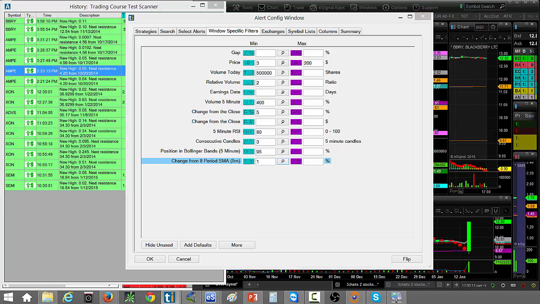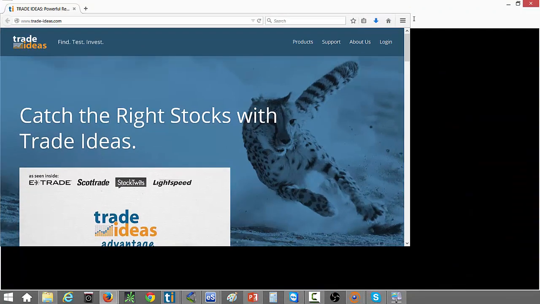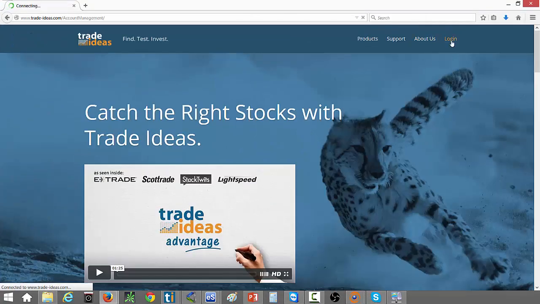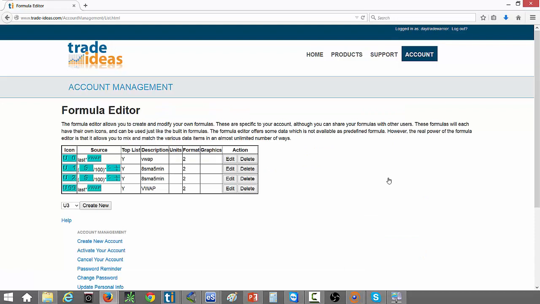On the flip side, I can go into Trade Ideas. Let's go to their website here. Go to log in. So I'm going to log into my account. Okay, so I'm logged in. We can go to custom formulas. When you log in, you can go to custom formulas. Okay, and these are some of the custom formulas that I've written. So U0. Okay, what you do is you go to U, this is user 345. If you've never made one, then you'll still have U0 available. You go to create new.